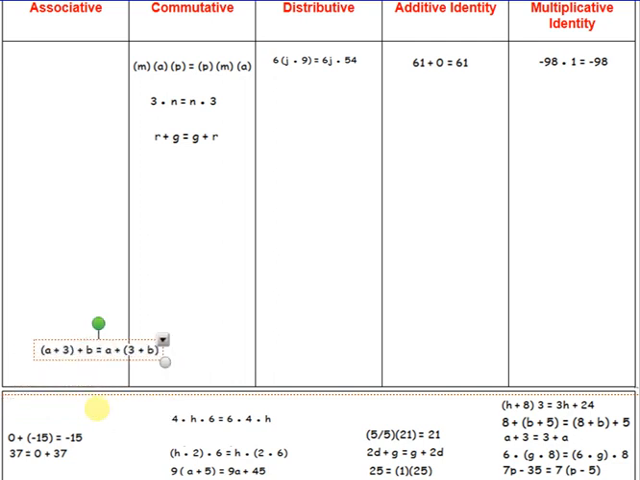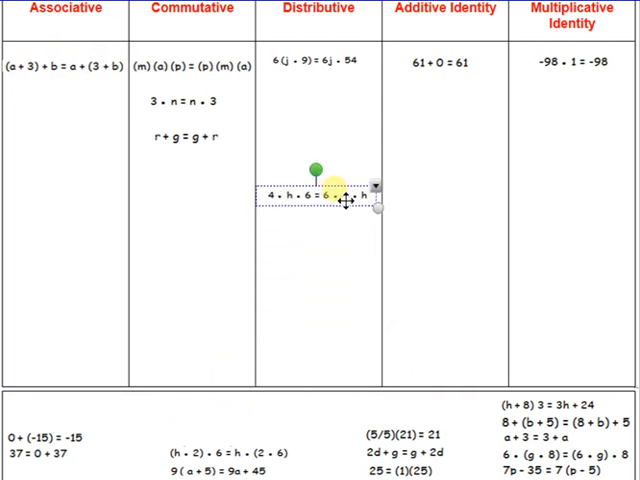Okay? Let's take a look at this guy here. (a plus 3) plus b equals a plus (3 plus b). So what happened here? Did the order change or did the groupings change? The groupings changed, so that's going to be associative.